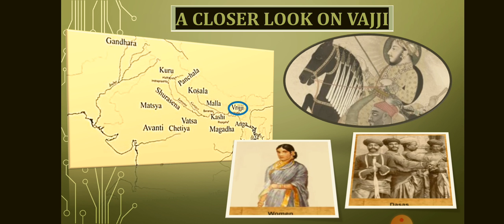These Rajas performed rituals together. They also met in assemblies and decided what had to be done and how through discussions and debate. For example, if they were attacked by an enemy, they met to discuss what should be done to meet the threat. However, women, dasas, and kamakaras could not participate in these assemblies.